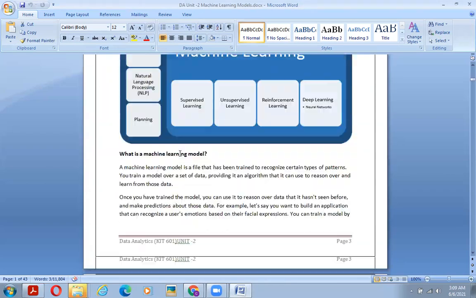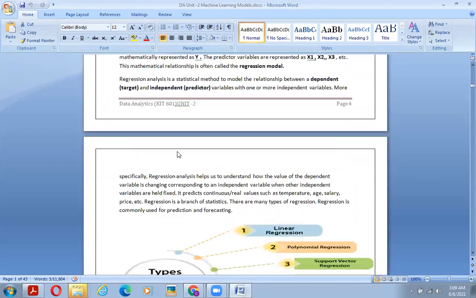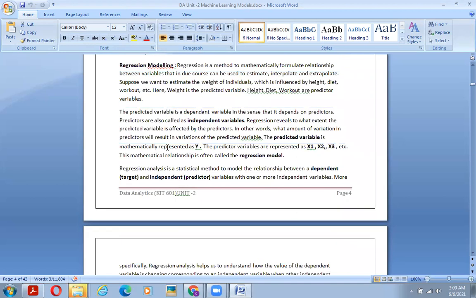Now we need to understand what regression analysis really is. First of all, we will understand it, then we will go further. We do some preparatory learning here, with some internet resources as well. Regression is a method to formulate a relationship between variables. We need a variable set that can be used to estimate, interpolate, or extrapolate. If there is interpolation and extrapolation, we need to design a graph.